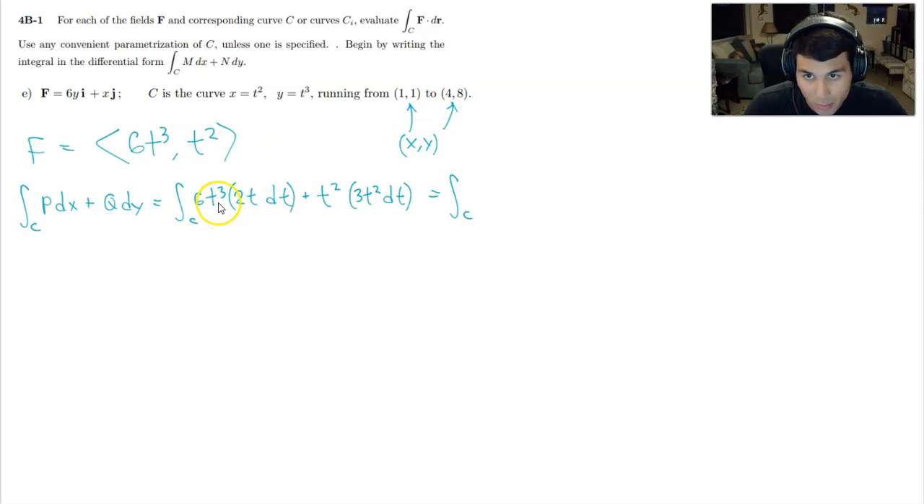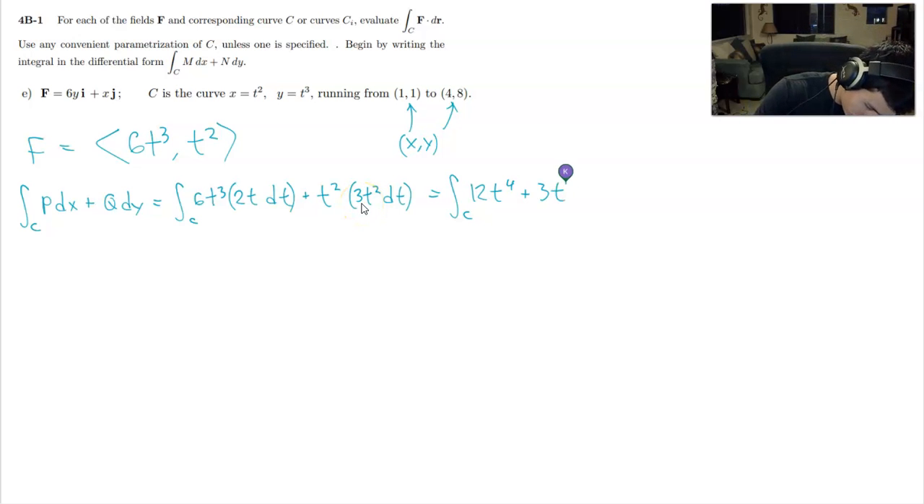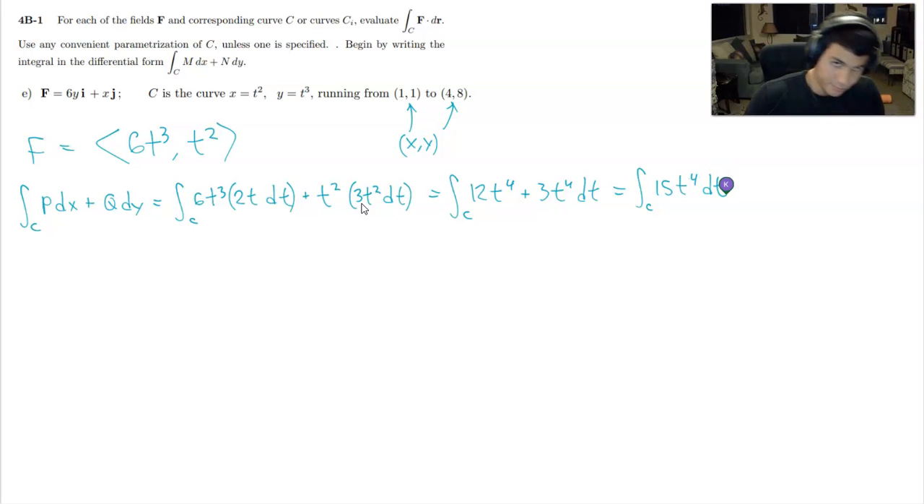And then if we simplify this, we can rewrite this whole integral real quick. So 6t cubed times 2t is 12t to the power 4. And they both have dt, so we're going to factor that in at the back after. So t squared times 3t squared, well, that's 3t to the 4 dt. And then we can write that once more, just to make it the nicest way possible: 15t to the 4 dt.